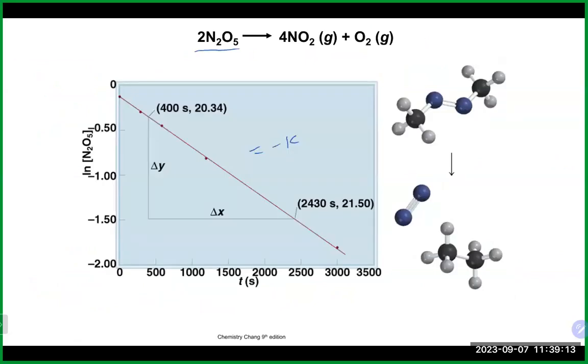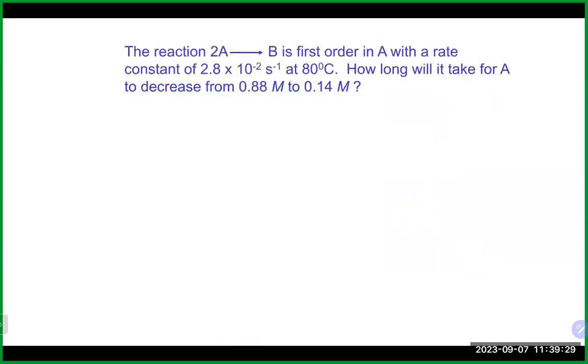So here is a first order reaction. Again, we get a very nice linear line here when we have the natural log versus time for this particular reaction. And once again, our slope would equal our minus k, which would be the change in y over the change in x to calculate. So why don't you try one here?